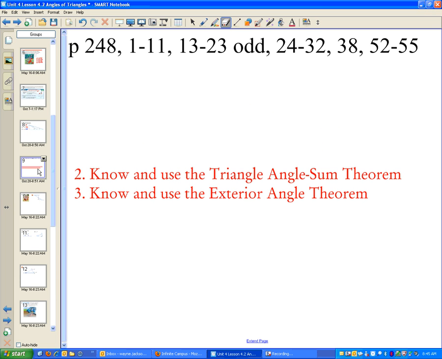All right, on page 248, do the first 11, then do 13 through 23 odd, 24 through 32, do all of those, 38, and 52 through 55.